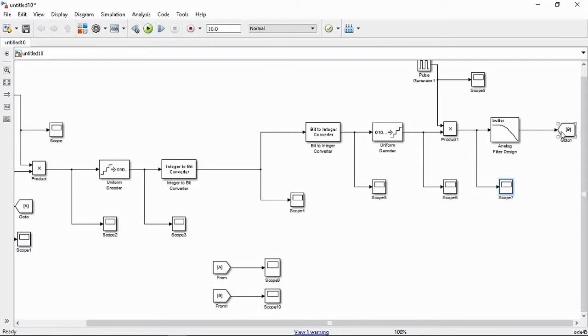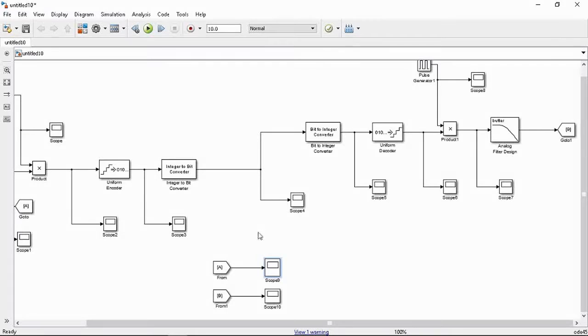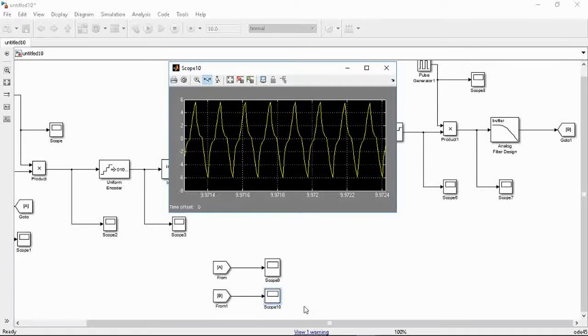This is a signal form which is a sine wave. This is a signal from A, which is a sine wave, and the output is from B. It shows the demodulated signal after the encoded signal goes through the decoded circuit.